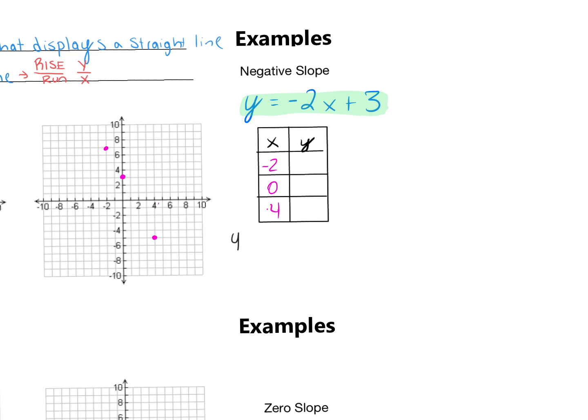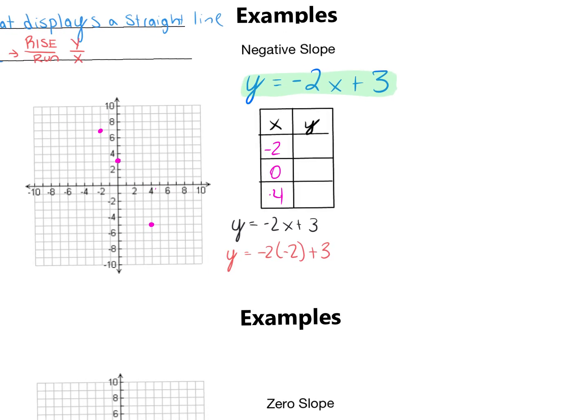So now we're going to do the same. So I'm going to write down that equation. And this time I'm going to plug in my -2 to begin. So remember, we're going to follow that PEMDAS. So -2 times -2 is 4, and 4 plus 3 is 7. So my first y would be 7. So my coordinates, -2, 7.